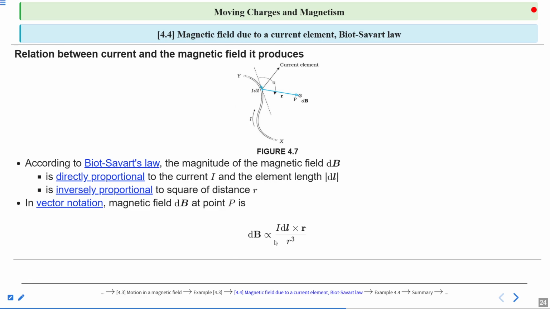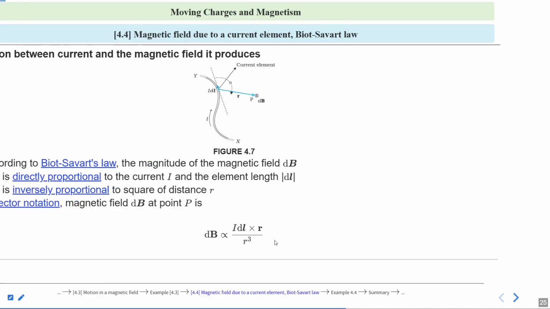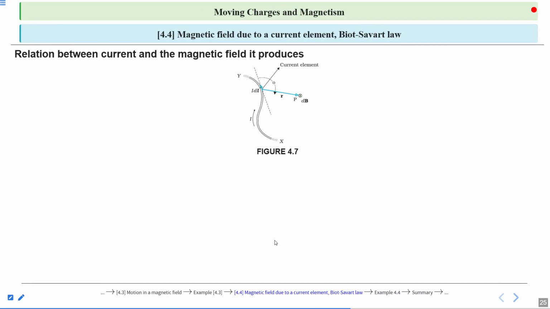Now we have to remove the proportionality sign. After removing the proportionality, we are left with dB equals mu naught upon 4 pi, which is the constant of proportionality, times I dl cross r upon r cube. Mark it as equation 4.7a. So this is the constant of proportionality, mu naught upon 4 pi.